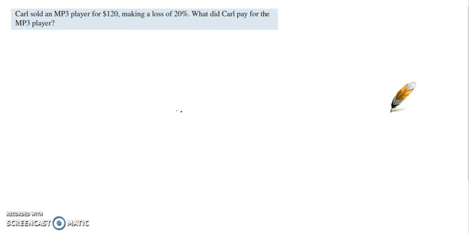Now, this particular question I do quite differently to what's in the textbook. Okay, so when I'm looking at this, Carl sold an MP3 player for $120, making a loss of 20%. What did Carl pay for the MP3 player? Well, 100 minus 20 is 80%. Okay, so original cost is 100%. He lost 20%, so he's got 80% left. And we know that the 80% is what he sold it for, which is $120.